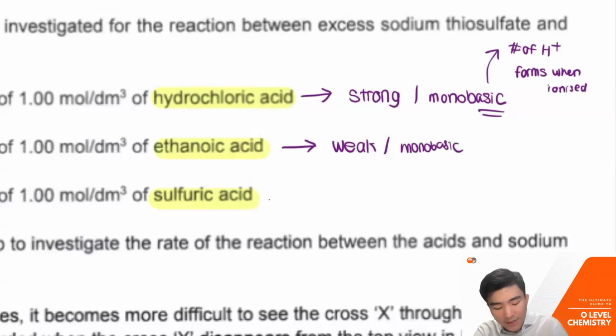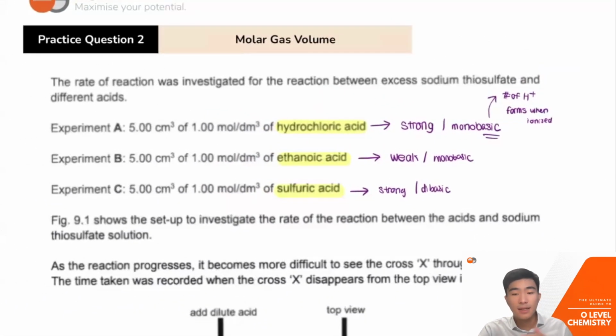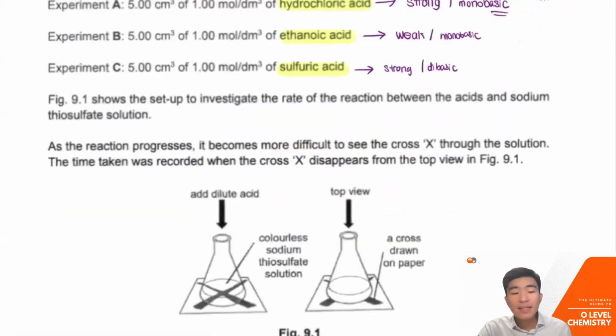For sulfuric acid, it is a strong acid as well, but it is a dibasic acid, which means it produces 2 H plus for every acid molecule that dissolves in water. With that understanding, let's go down.